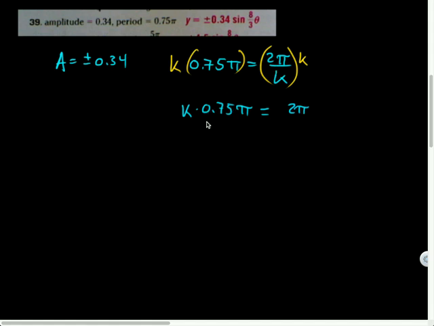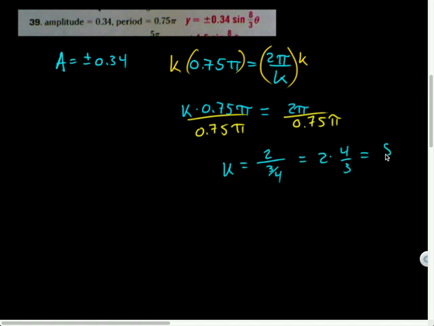All right, so I multiply both sides by k, and now I'll divide by 0.75 pi. I'm trying to solve for k from this. So I'll end up with k equals, the pi's cancel out, 2 over 0.75, which is the same as 2 over 3/4. That's the same as 2 times 4/3, which is 8/3. So that's where that 8/3 came from.